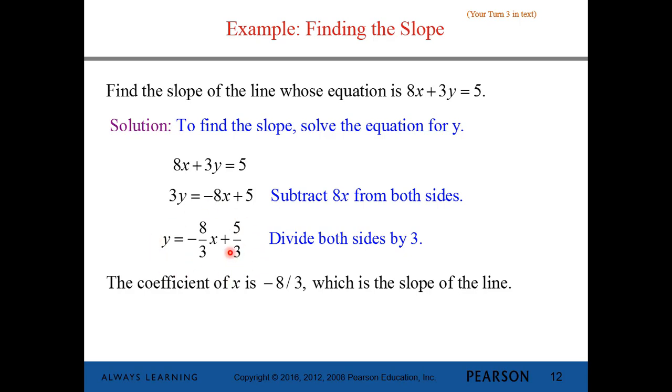So now we have it in slope-intercept form, y equals mx plus b. So the slope is what? It's the coefficient on the x when you simplify it. And so it's going to be negative 8/3. So negative 8/3 is the slope of the line.